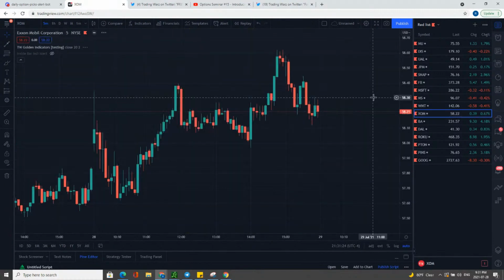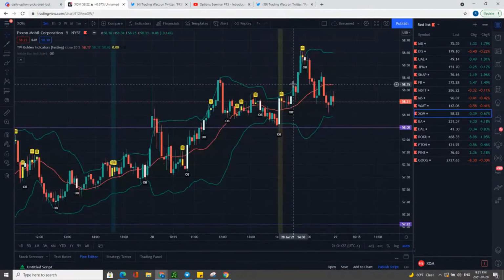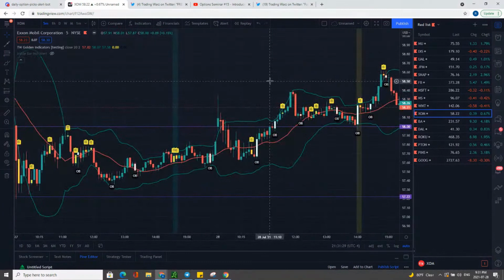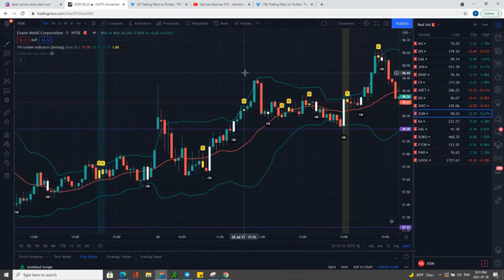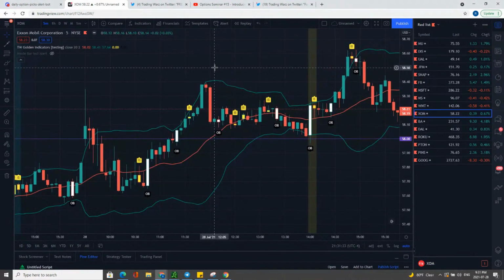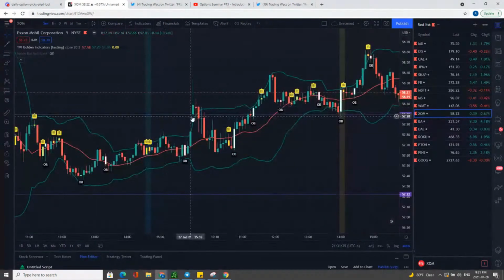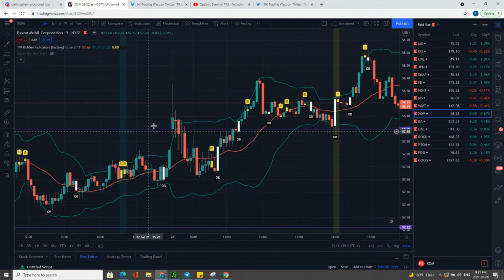Let's move on to XOM. So XOM, I'm not going to hit the replay because we're already 30 minutes in, so I got to speed up. So here we go. First thing with XOM, we could see that it opened above the trigger. So anytime we open above the trigger, we either can wait for a retest of the trigger or we can take the opening range breakout.